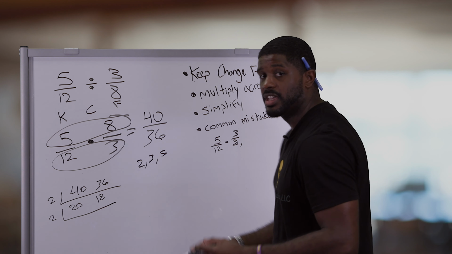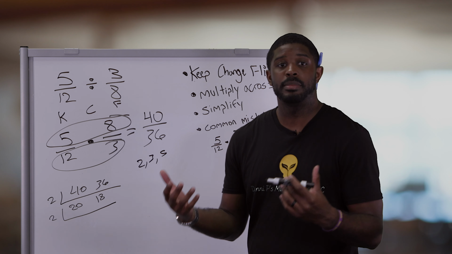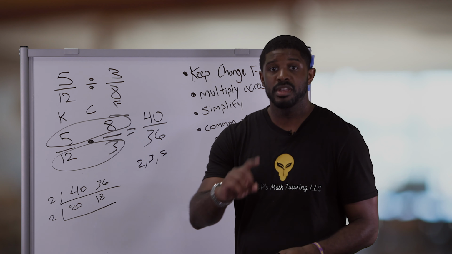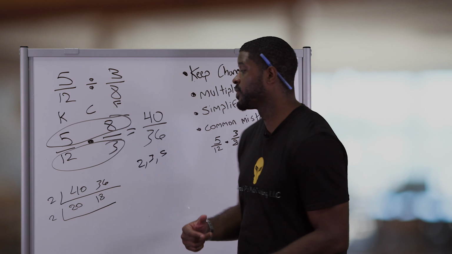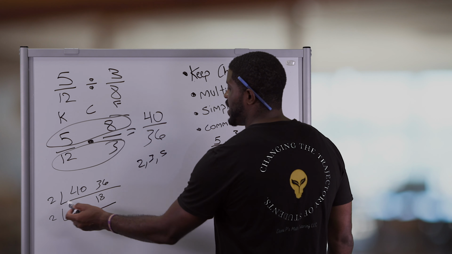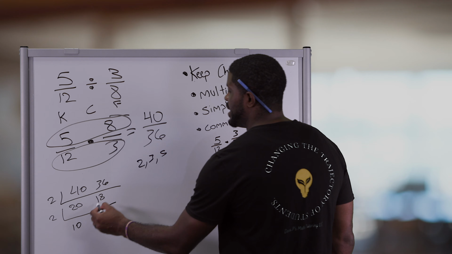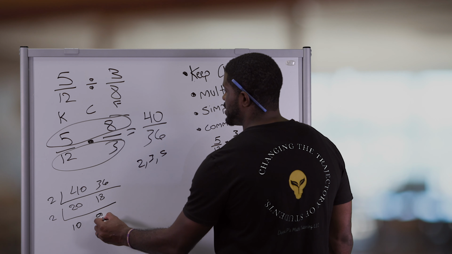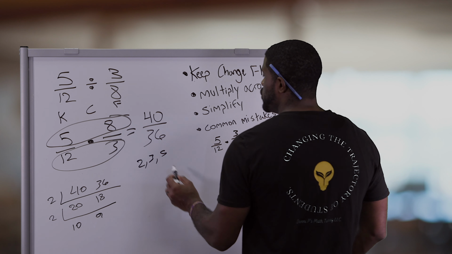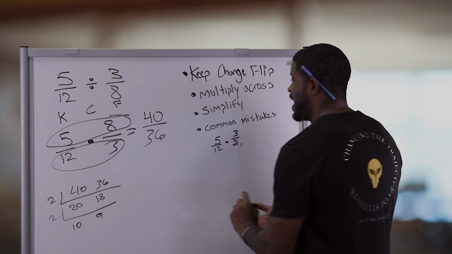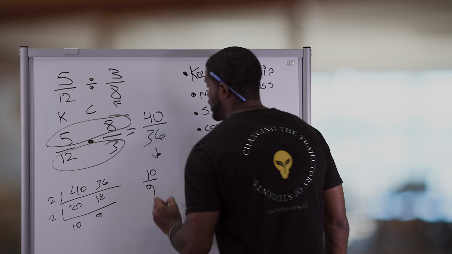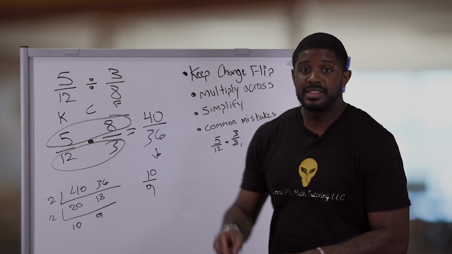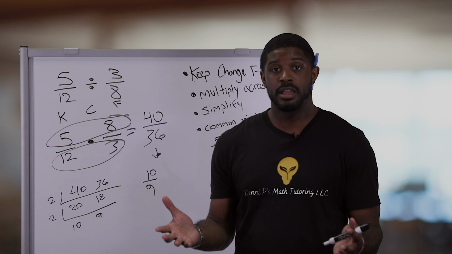I can continue to divide by 2. And yes, you can keep dividing by these prime numbers. You don't just do it one time. You do it as many times as possible until your answer cannot divide anymore. So I have 20 divided by 2, that's 10, and 18 divided by 2, that's 9. So now my new fraction here is 10 over 9.